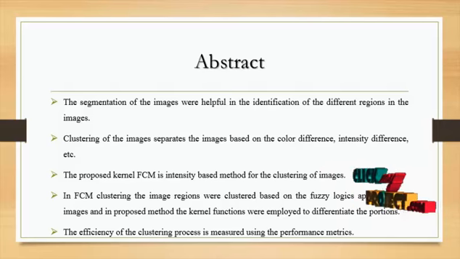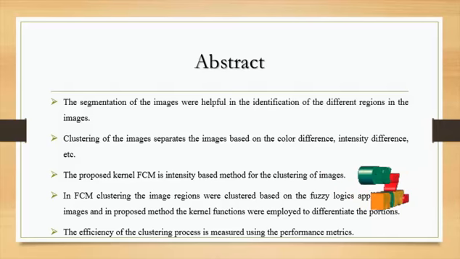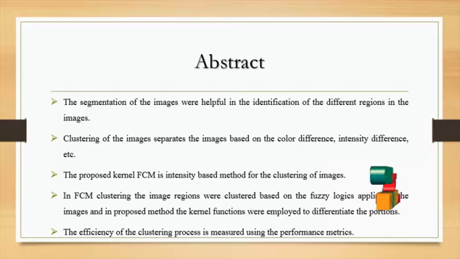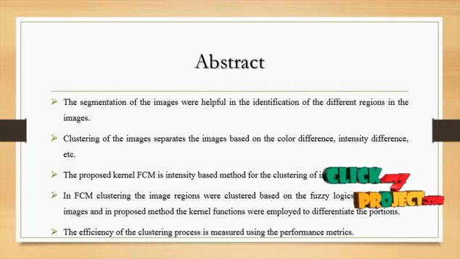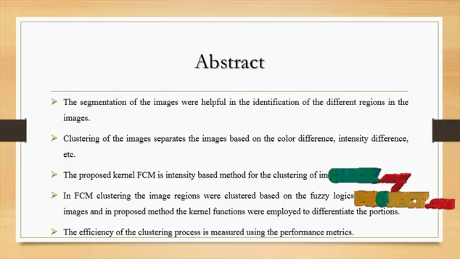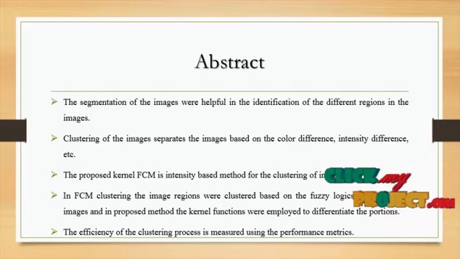The segmentation of images is helpful in the identification of the different regions in the images. Clustering of images separates the images based on color difference, intensity difference, etc. The proposed kernel FCM, that is a fuzzy C-means clustering algorithm, is an intensity based method for clustering of images. In FCM clustering, the image regions are clustered based on the fuzzy logic applied to the images, and in the proposed method a kernel function is employed to differentiate the portions. The efficiency of the clustering process is measured using performance metrics.